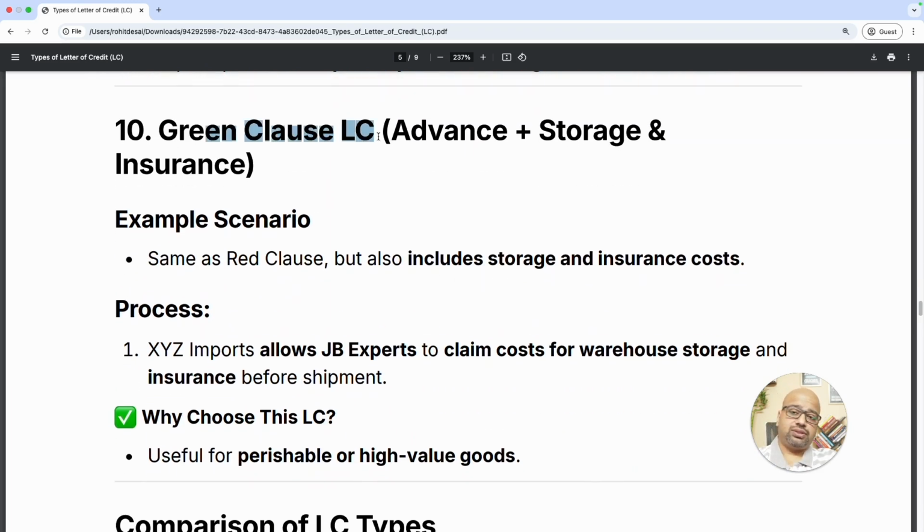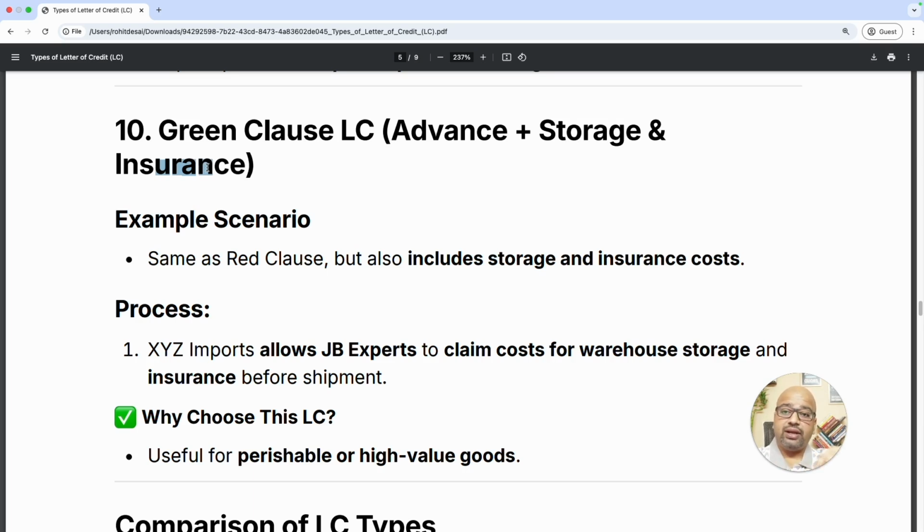Green clause. So in this case, you can take some more money. You take advance as well as storage and as well as insurance. So basically, I am a handicraft exporter. So I'll be procuring handicraft products, but they will not be produced within one scheduled time. I have to take a warehouse. I have to keep collecting the material. As soon as they are done, I have to keep storing. Once the consignment is ready, then I'll load it to the container and send it across.